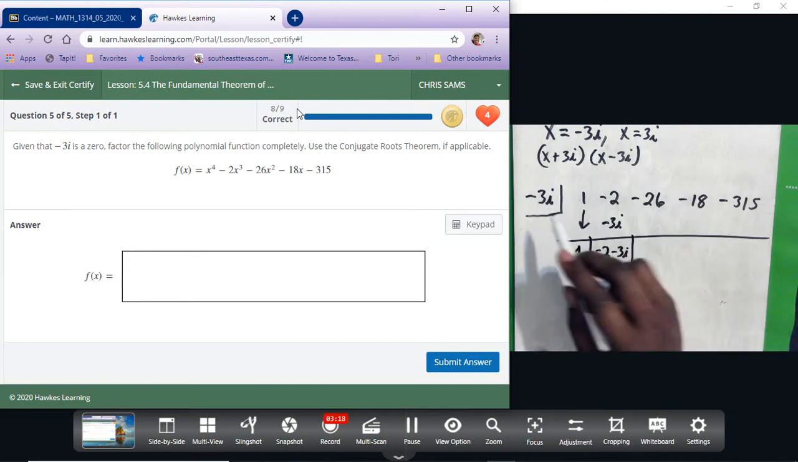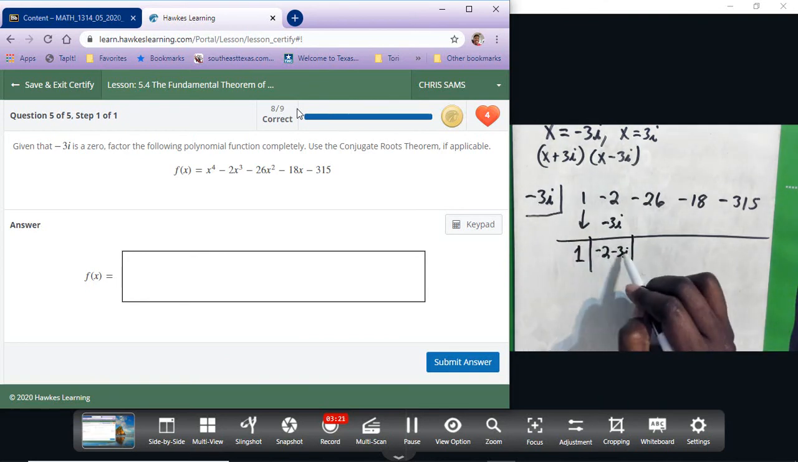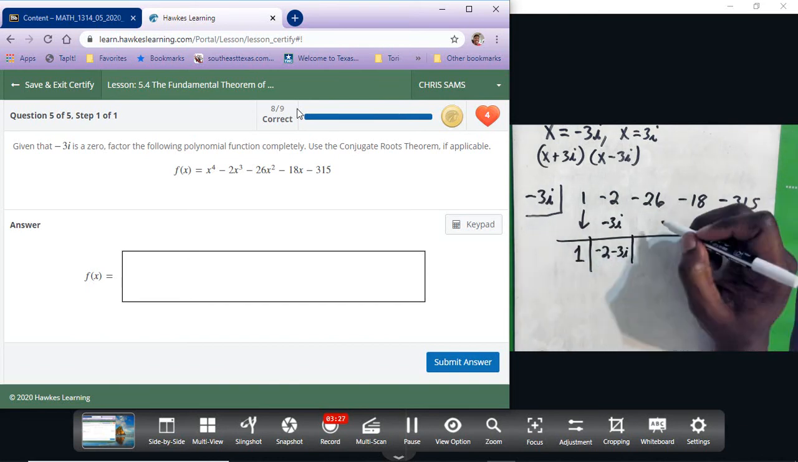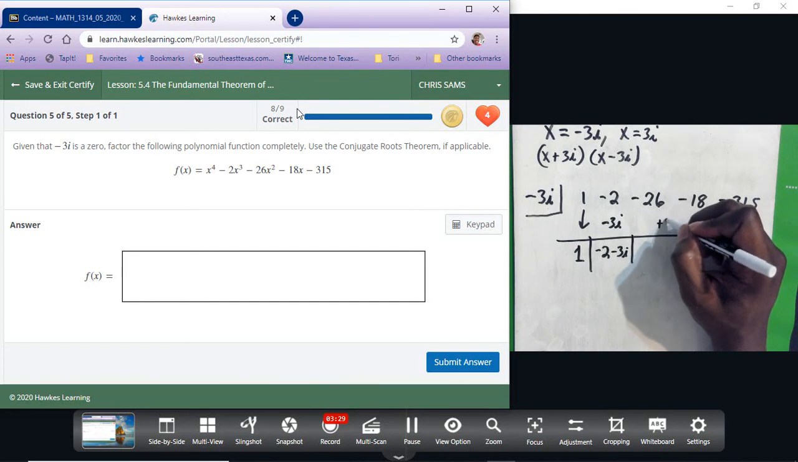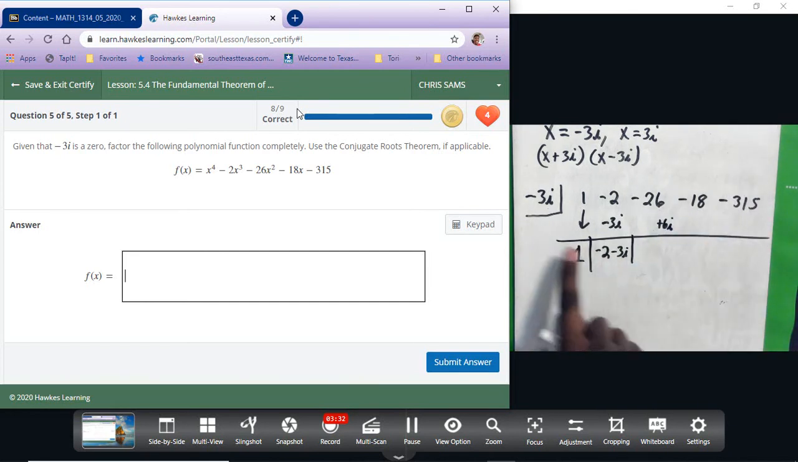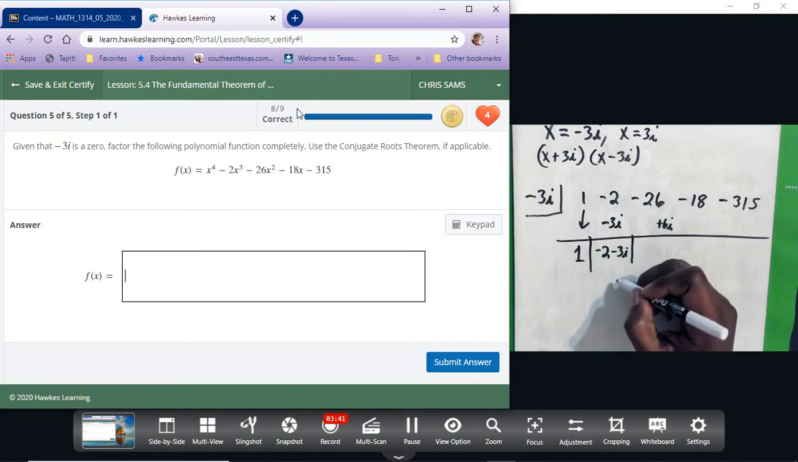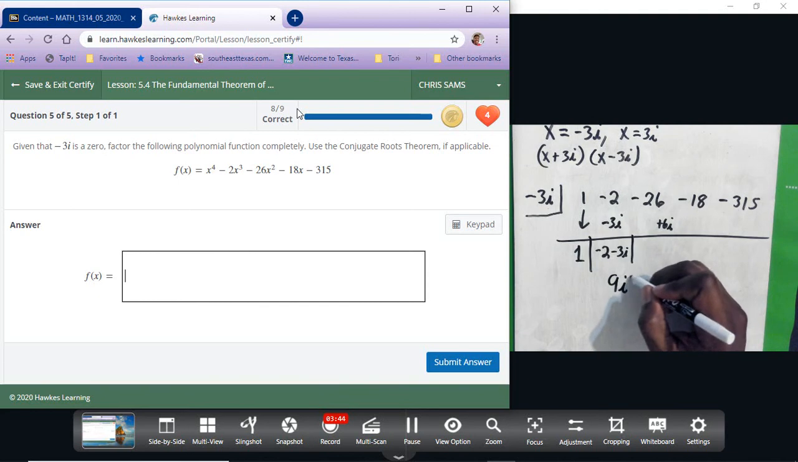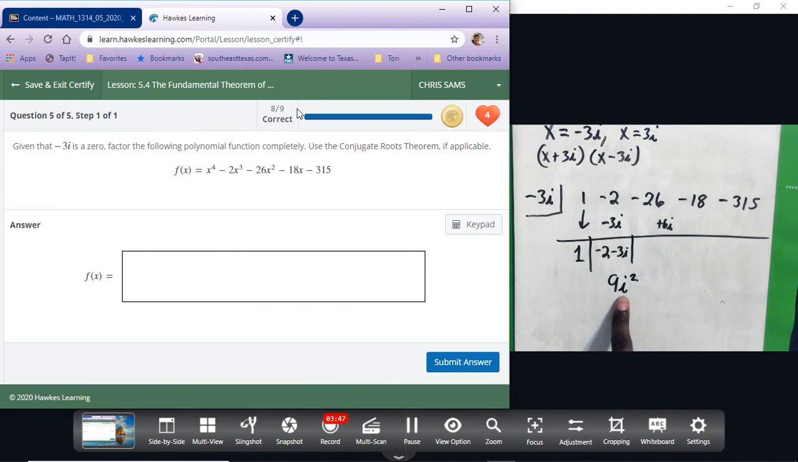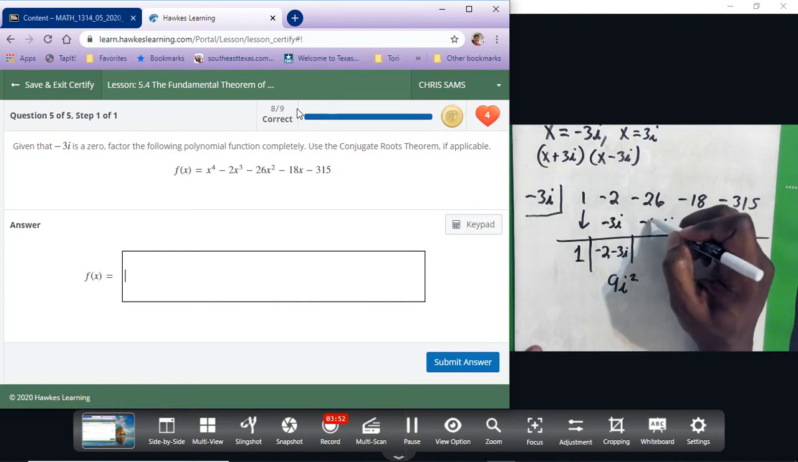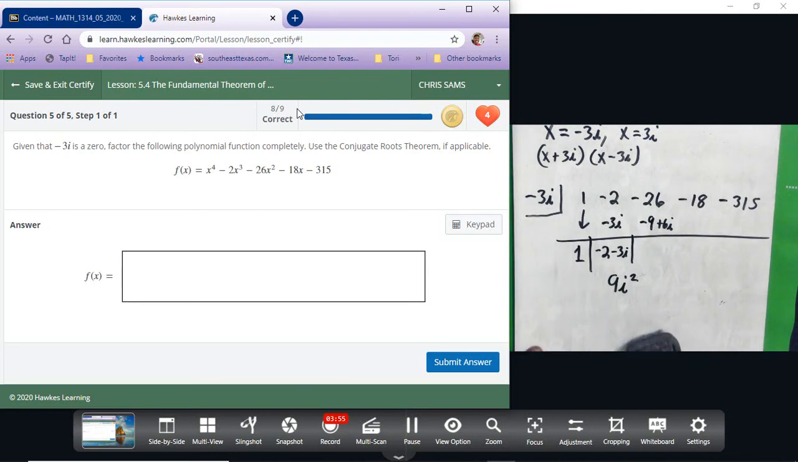Alright, so now I do negative 3i times both of these numbers. Okay, so negative 3i times a negative 2 gives me a positive 6i. I'm writing it at the back because I know when I multiply negative 3i times negative 3i, I get a positive 9i squared. I squared, we have to recall that that's equal to negative 1. So all together, we get a negative 9. So we have a negative 9 plus 6i.